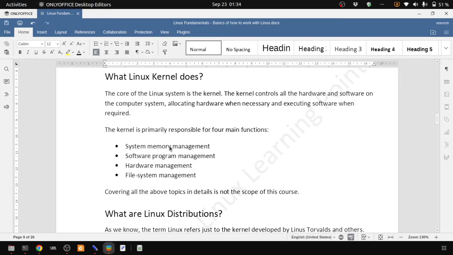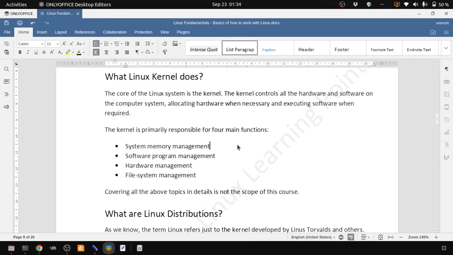So one is system memory management. This is the heart of the operating system, right? So it is to manage the system's memory. Maybe I will cover all of these topics in detail in another course. For example, at least to say a few words, system memory management means to have virtual memory. Let's say in your hardware you will have different memories, like flash, RAM, or ROM, things like that. All of these memories are mapped to a big virtual memory. So all of this memory management is done by the Linux kernel.